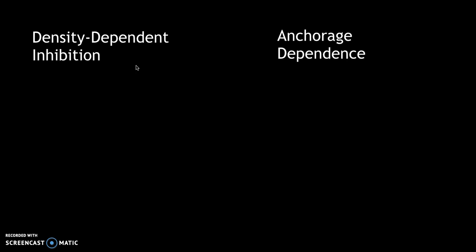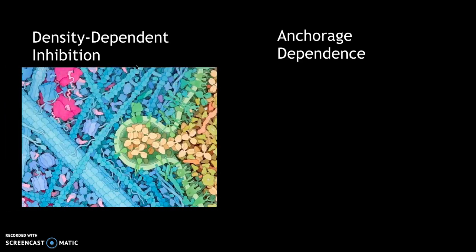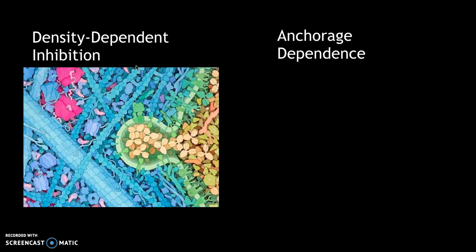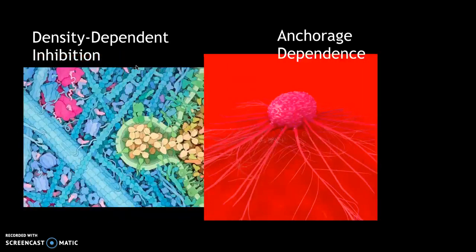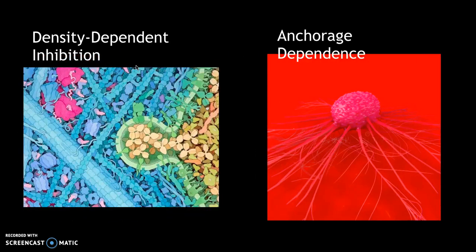Another external factor is density-dependent inhibition, a phenomenon in which crowded cells stop dividing. Also, anchorage dependence, which is the requirement that for animal cells to divide, they must be attached to a substratum, such as the extracellular matrix of a tissue.